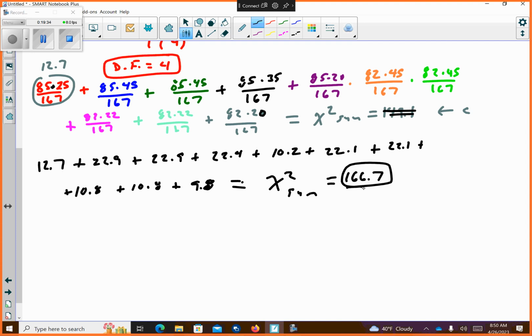So we want to calculate the p-value now. I know my degrees of freedom is equal to 4, and the chi-squared sum is 166.7. Okay, so what I'm going to do is jump onto Desmos, but don't go onto Desmos normally. Go onto the link that I have on Schoology. So let me jump there real quick.